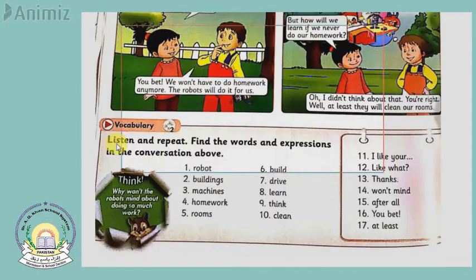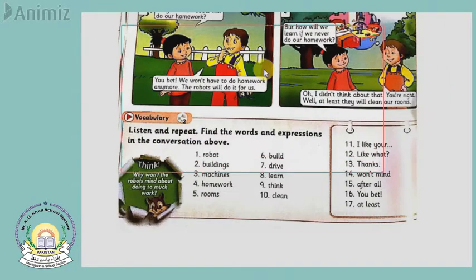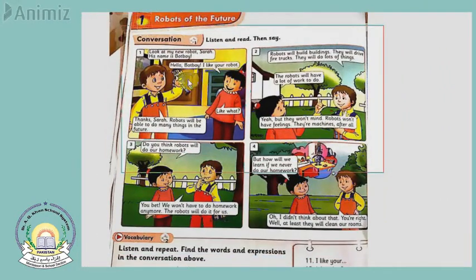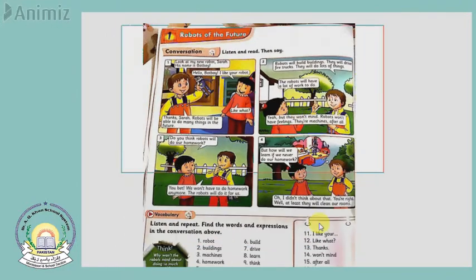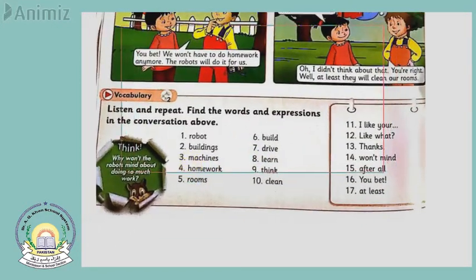So let's see what's written: listen and repeat. So whatever I have read right now, what you have to do at home is repeat the dialogues with your sister, with your brother, or whoever is available at your home. One of you plays Sarah, and the other person, he or she, plays this boy. Okay, so you have to repeat the dialogue with all the emotions.